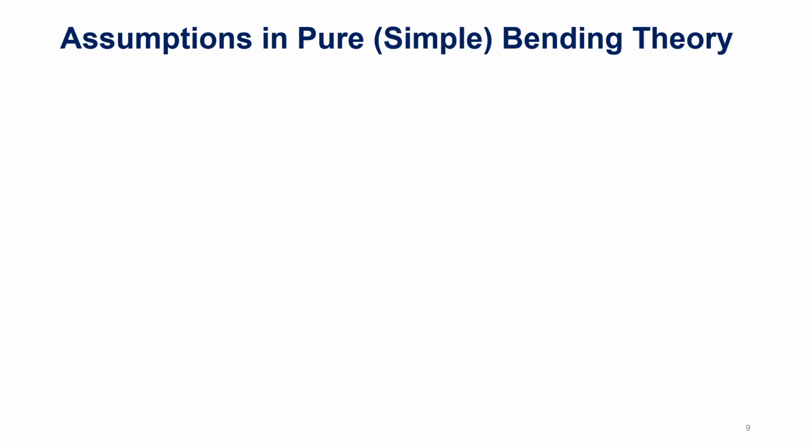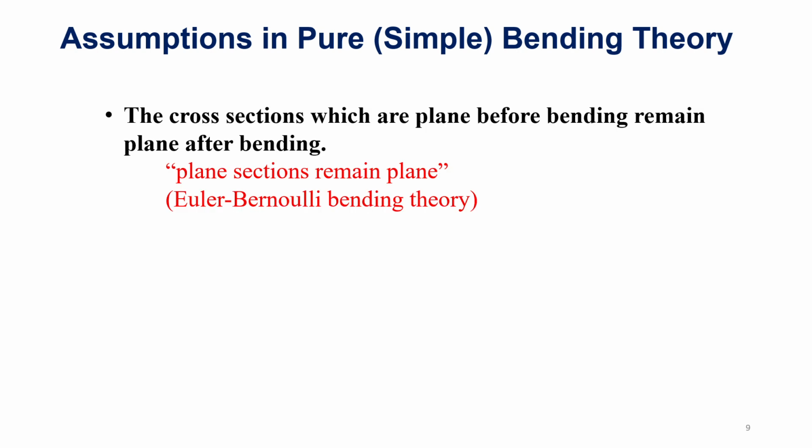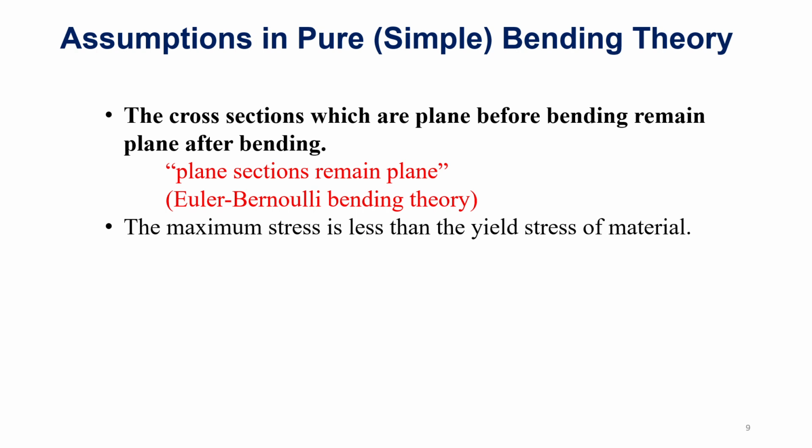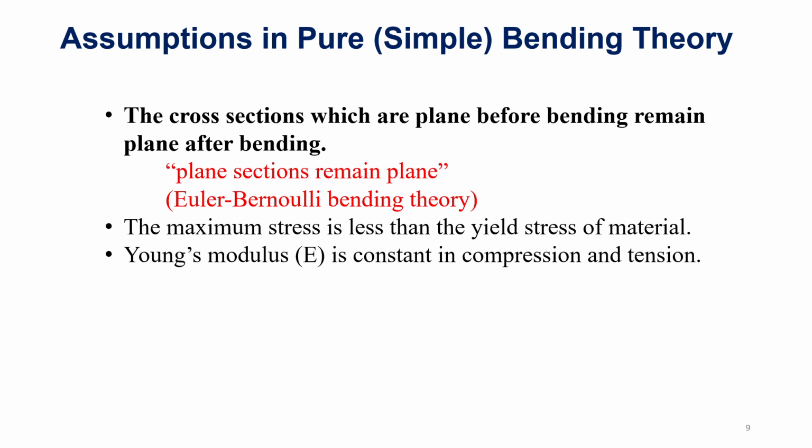There are a list of assumptions in the pure bending theory. The most important assumption is that the cross-sections, which are plane before bending, remain plane after bending. This is the Euler-Bernoulli bending theory, which means plane sections remain plane. This is the most important one. The second is that the maximum stress in the beam is less than the yield stress of the material. Therefore, the stress distribution can be linear along the cross-section. The third one is that the Young's modulus is constant in both compression and tension. So this is also for the linear distribution of the stress.